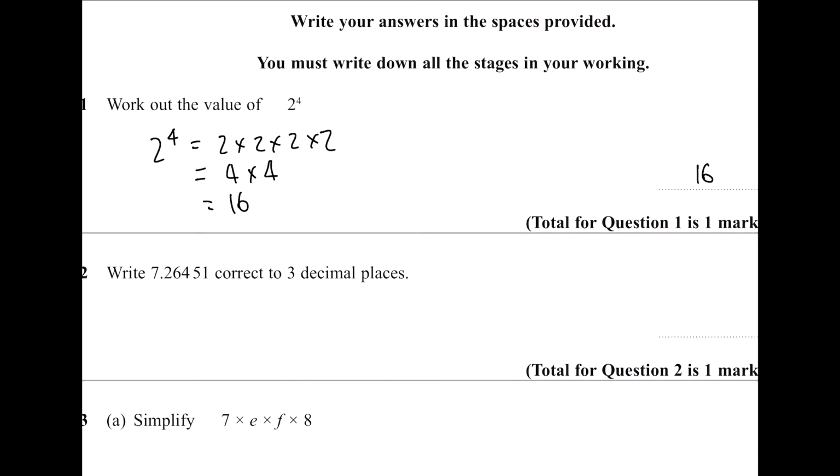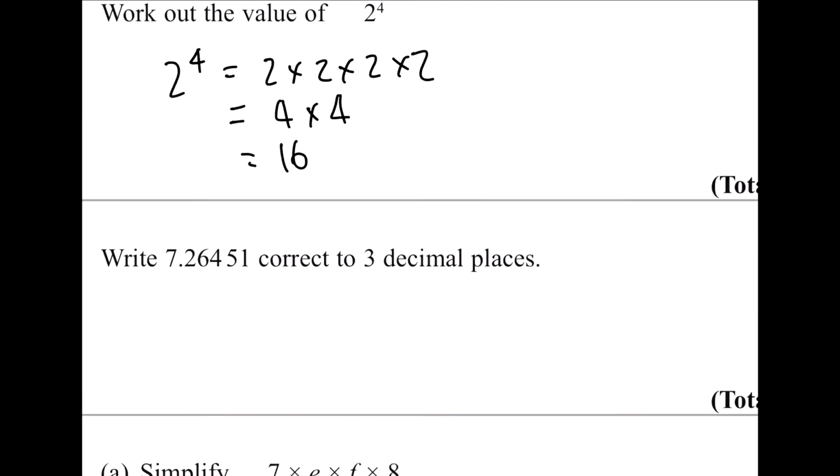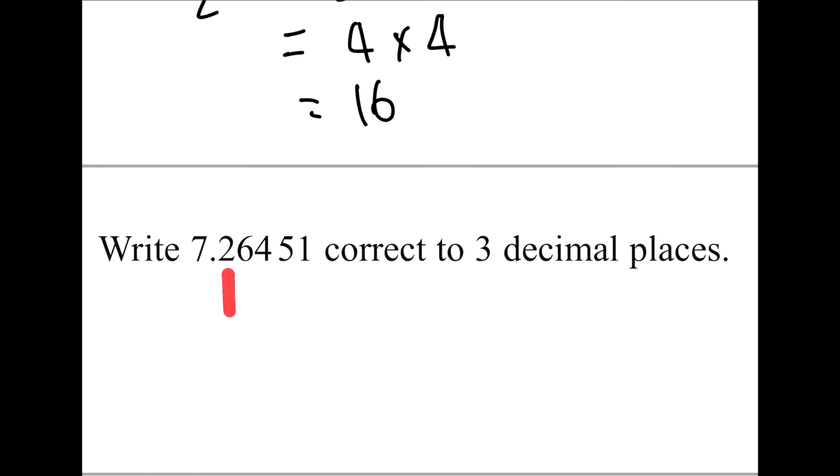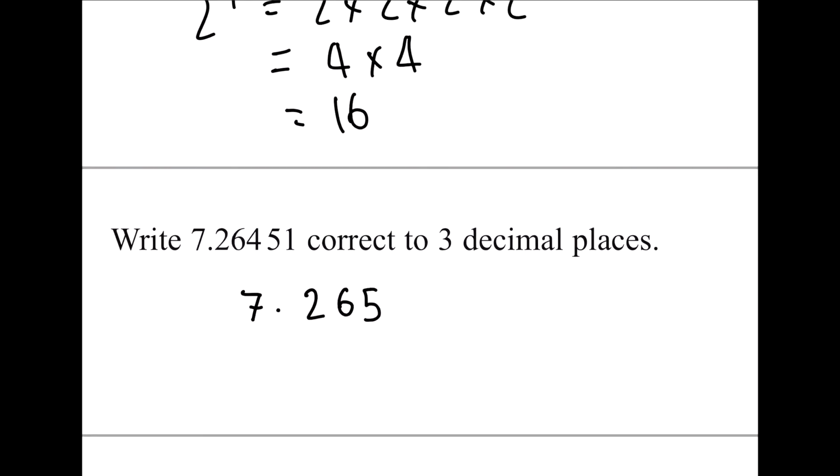The next one, it says, write 7.26451 correct to 3 decimal places. Well, if we have a look at the number, this is your first decimal place, this is your second, and this is your third. So that means we need to round this one. And since the number to the right is 5, that means we round this number up, so that it ends up being 7.265 to 3 decimal places. Okay, so we write that here.